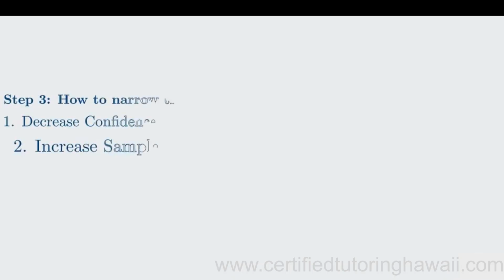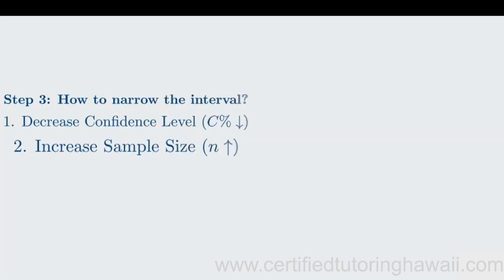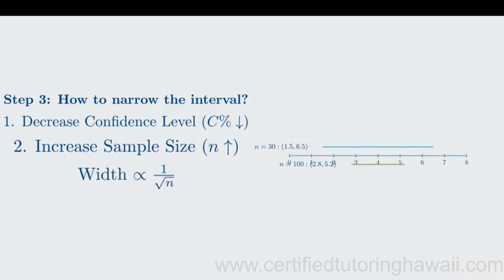Step 3. Consider changes. What if the farmer wanted a narrower interval? They could either decrease their confidence level to 90%, which would make the critical value smaller, or they could increase the sample size from 30 plants to, say, 100 plants. Increasing the sample size to 100 would decrease the standard error, giving a much more precise estimate of the benefit of the organic fertilizer.